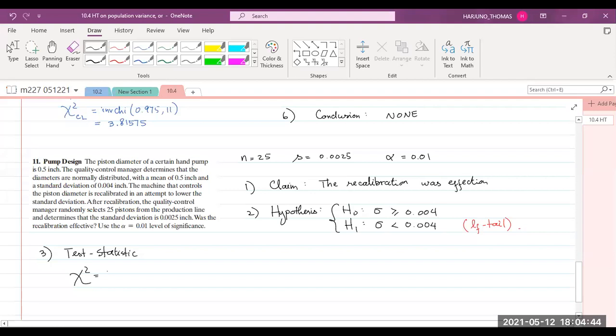Chi-squared equals degree of freedom times sample standard deviation squared. Supposed to be sample variance, right? Don't forget to square it to make it variance, over the population standard deviation that they claim, also squared. Okay, so 24 times 0.0025 squared divided by 0.004 squared. I get 9.375.